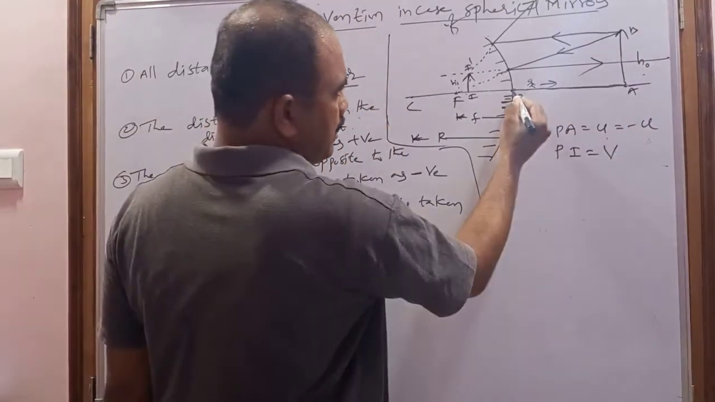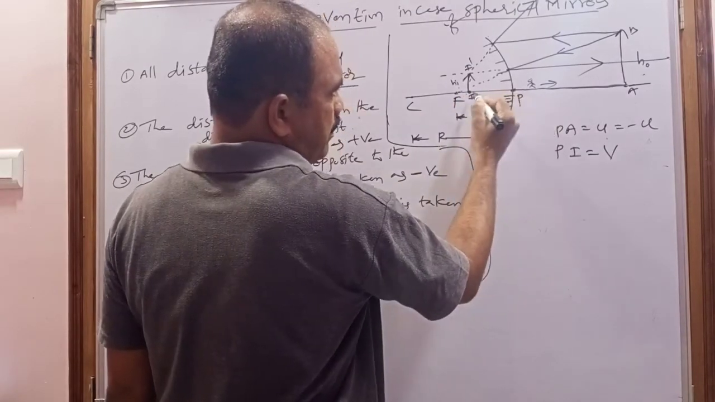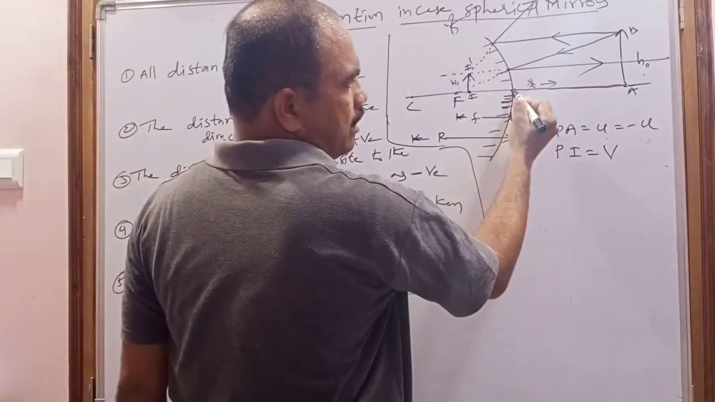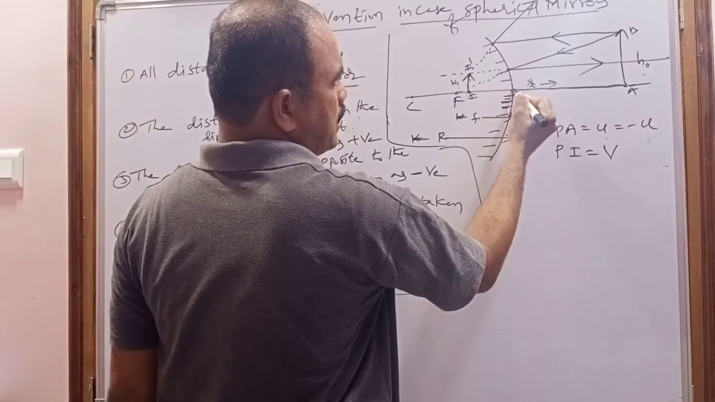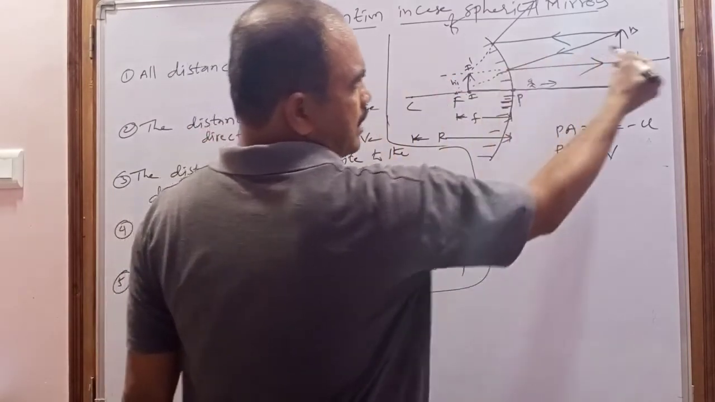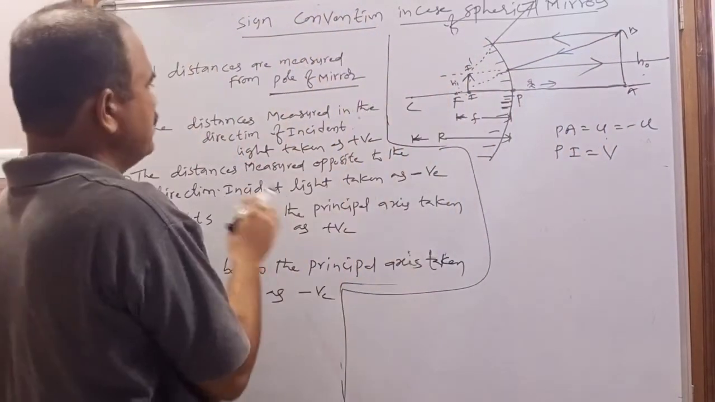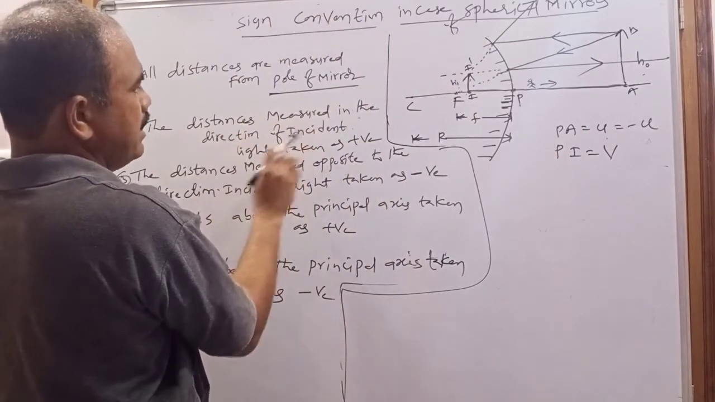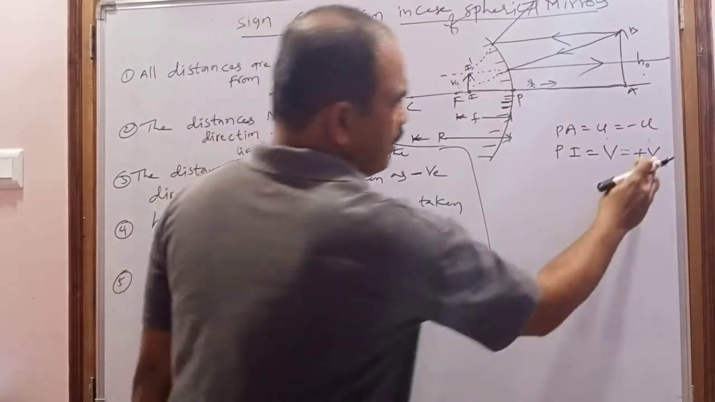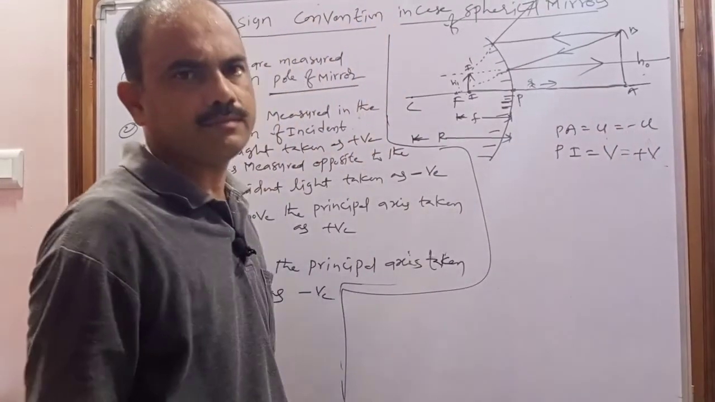Now the image distance, the distance between pole and image. To measure it, you start from the pole and move in this direction. The incident ray is also in this same direction, so you are moving in the direction of incident light. Distance measured in the direction of incident light is taken as positive. So this time it becomes plus. If it is 30 centimeters, plus 30. If the object distance is 20, minus 20.